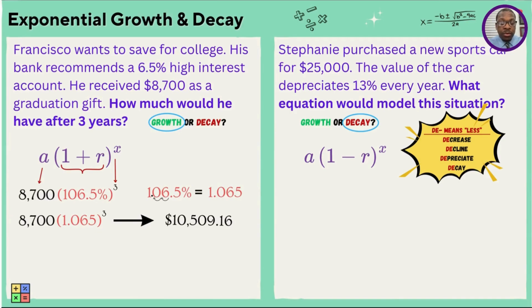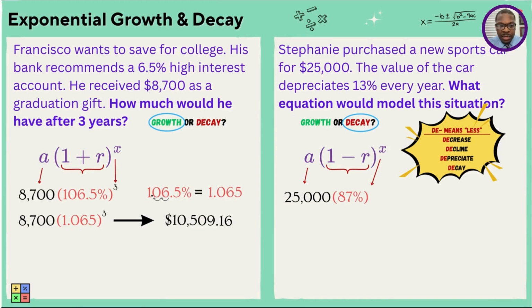Decay is going to make it go smaller. So every problem starts at 100%. And in this case, because it's decay, it's going to start with 100% and get smaller. So first thing we need to do is identify how much did you start with? You started with $25,000. Now, our growth rate, we started at 100, it went down 13%. Well, if it went down 13%, what percent do you have now? You should have 87%.